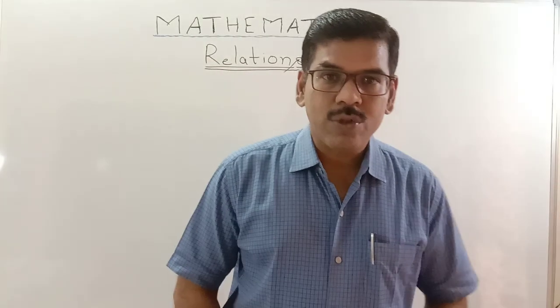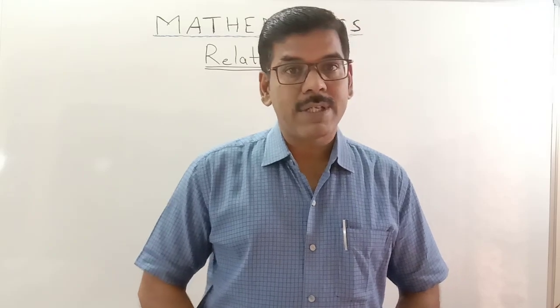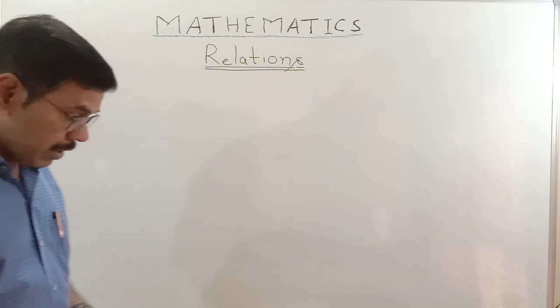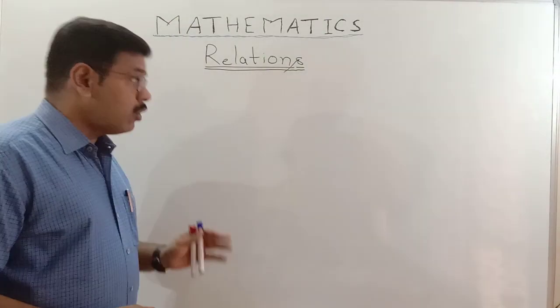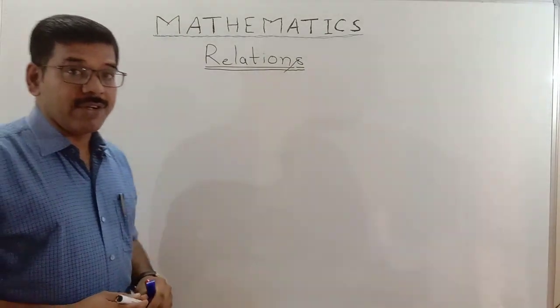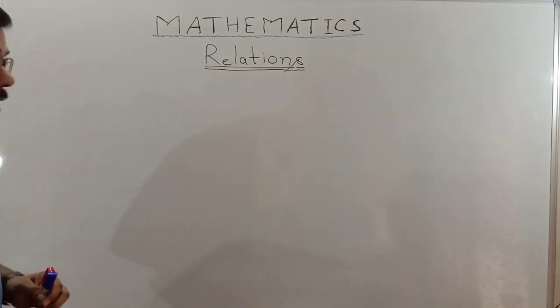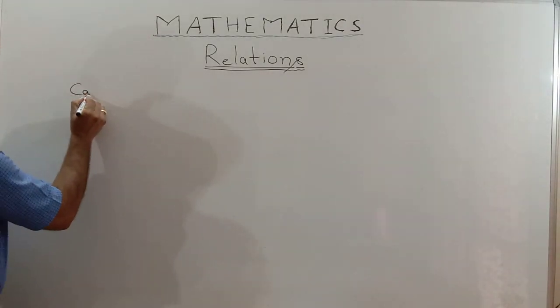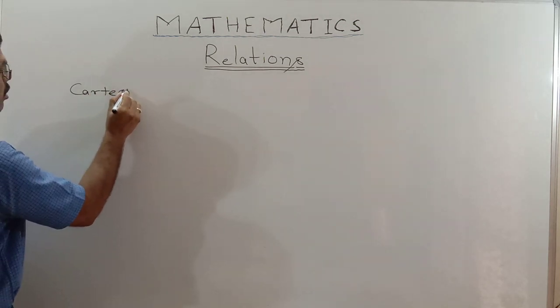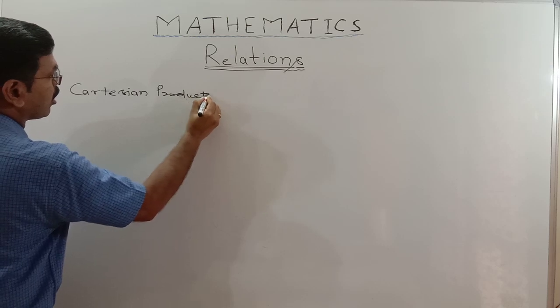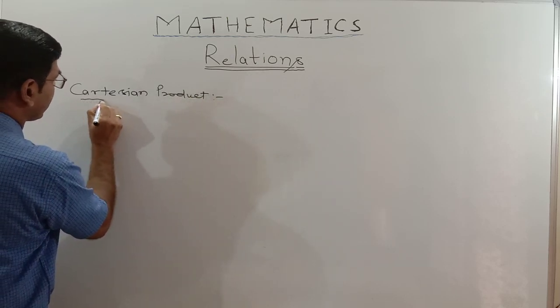Today we are going to start our class 12th mathematics, the first chapter, that is relations. What do you mean by relations? So, before studying relations, the definition of relations, we need to know about the Cartesian product. What do you mean by Cartesian product? It is the product of two sets.